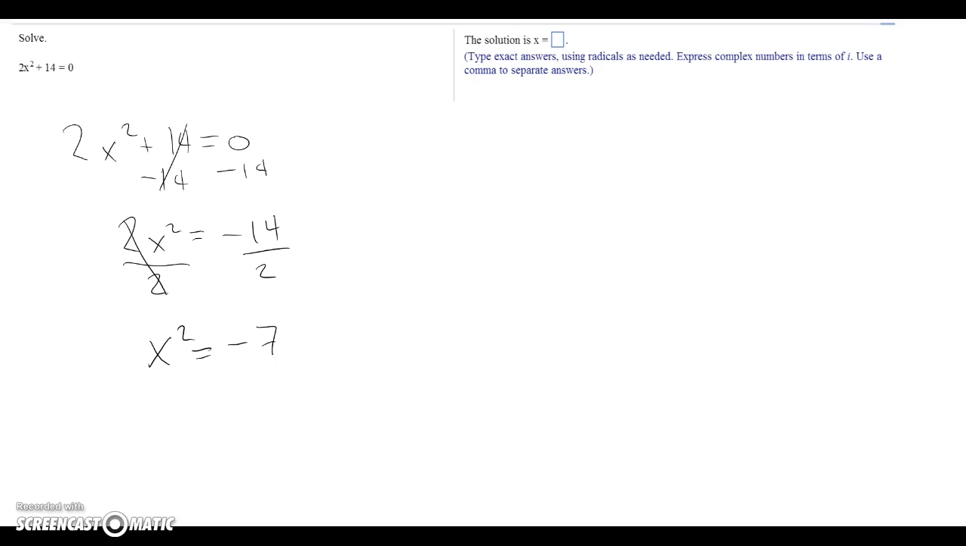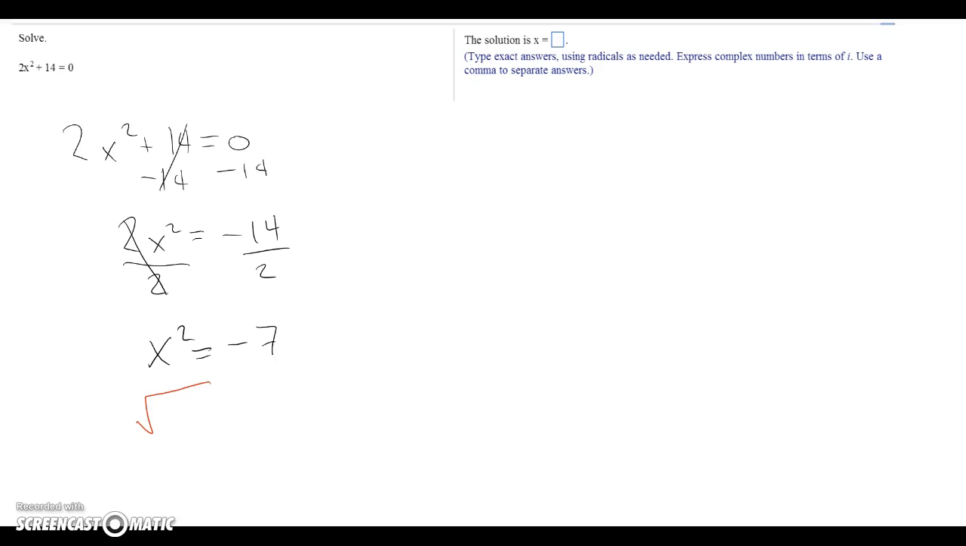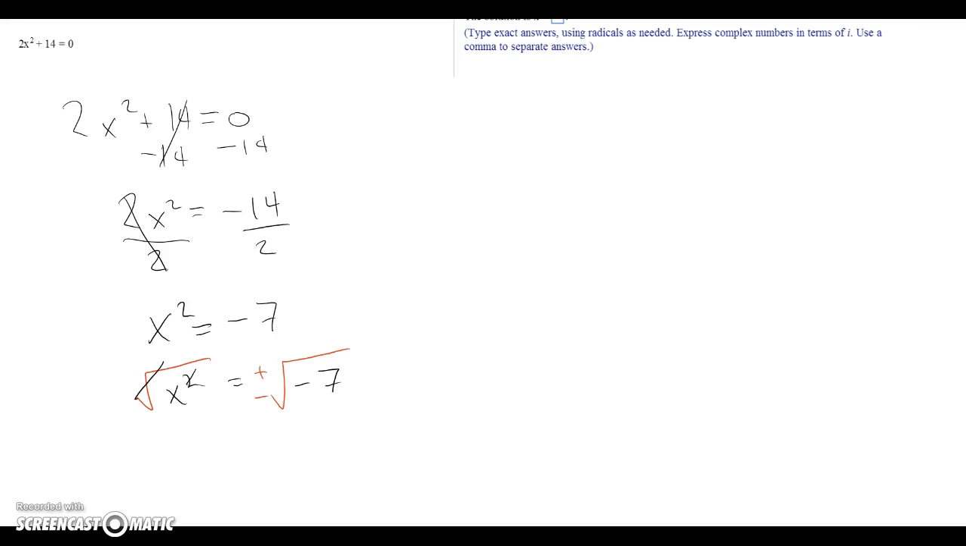And now remember, to get rid of a square, we're going to go ahead and take the square root of both sides, and on the right hand side we need to take the plus or minus square root of that number. So we're going to get x squared is equal to plus or minus square root of negative 7. Now over here on the left hand side, the square root and the squared cancel each other out, and we're going to get x is equal to plus or minus square root of negative 7.